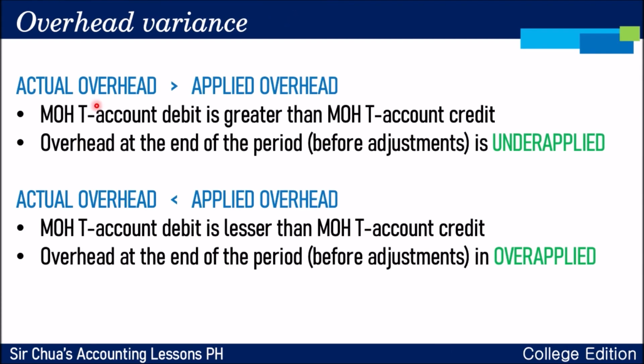Okay, so if actual overhead is greater than your applied overhead, the T account of your overhead account, debit, ay mas malaki kesa sa credit. Overhead, at the end of the period before adjustments, dahil po mas malaki yung actual at mas maliit si applied, under-applied po ang tawag doon. But if your actual overhead is less than the applied overhead, so the T account debit is mas maliit naman po sa T account credit. Overhead at the end of the period naman po, dahil mas malaki si applied overhead, over-applied po yon.